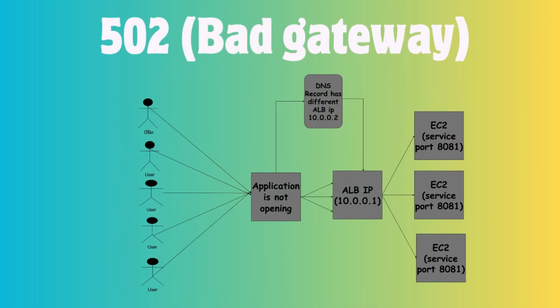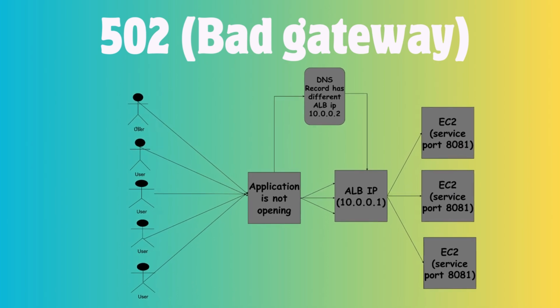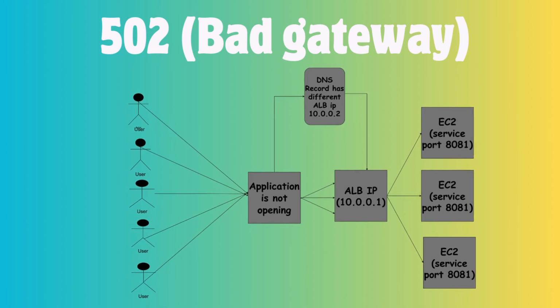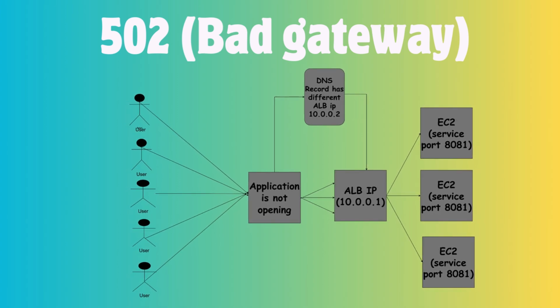Let's look into another issue. Here, the users are observing a lot of 502 errors and the application is not opening. So what happens exactly? The SRE jumped into the call and looked into it. He found the DNS record has a different ALB IP and the ALB has a different IP.